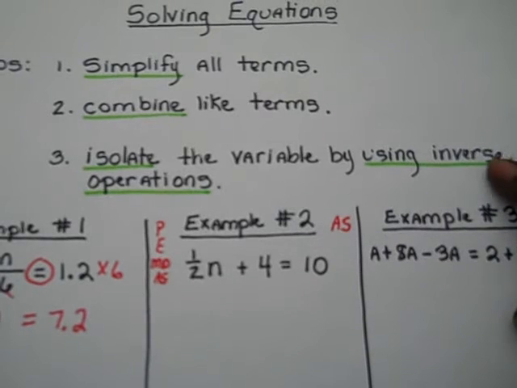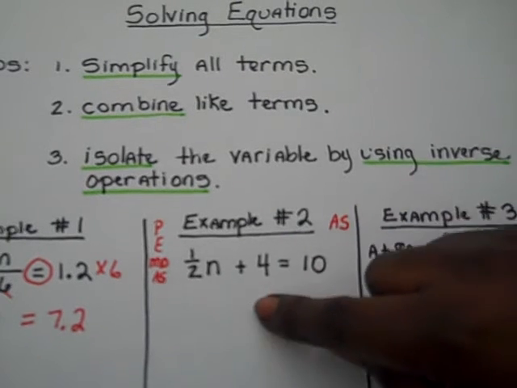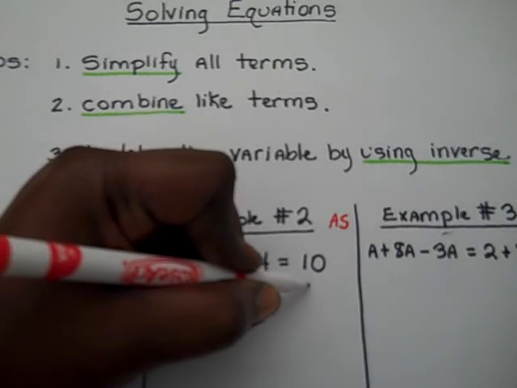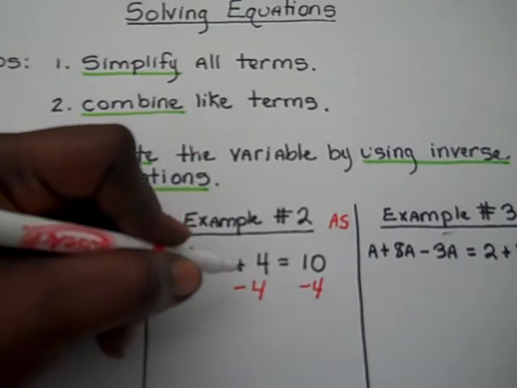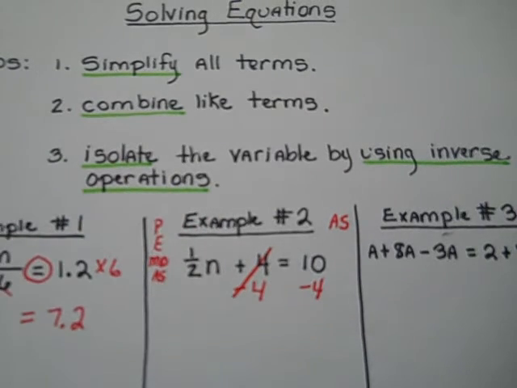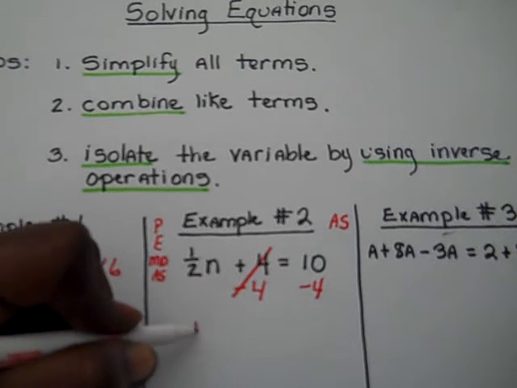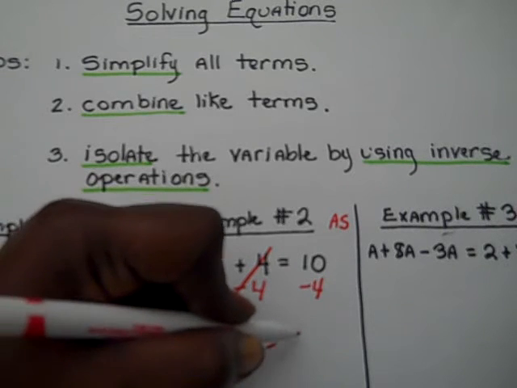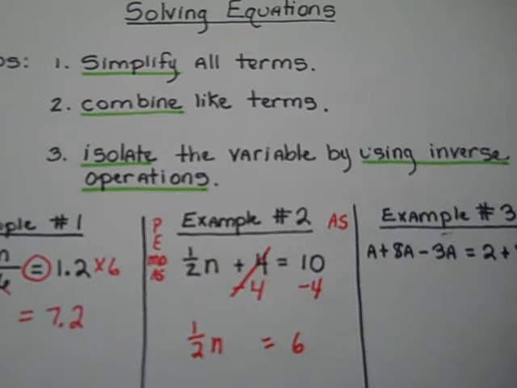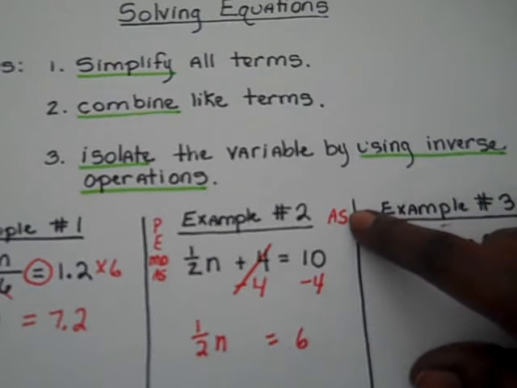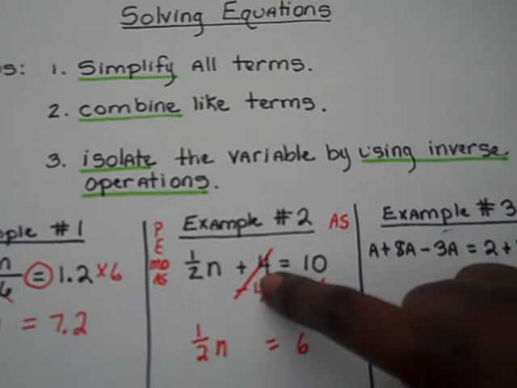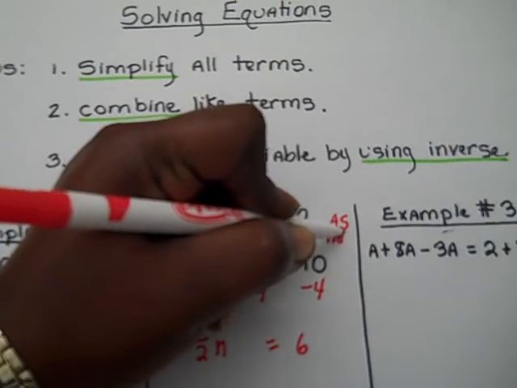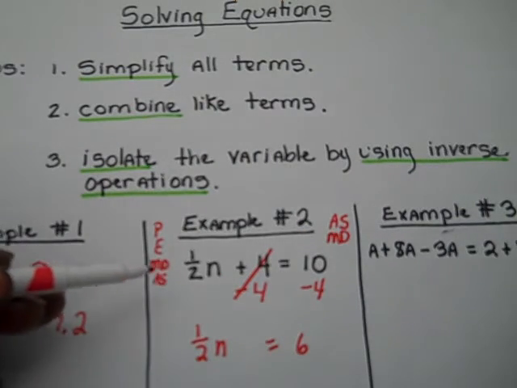Remember, your step is to do the inverse operation. So instead of adding a 4, we are going to subtract a 4 from both sides. 4 minus 4 cancels out, and what we're left with is 1/2 times n equals 6. Okay? So after the first step, which is either addition or subtraction, depending on what's in the equation, you will then move to the second step. You're going to multiply or divide, again, depending on what's in the equation.